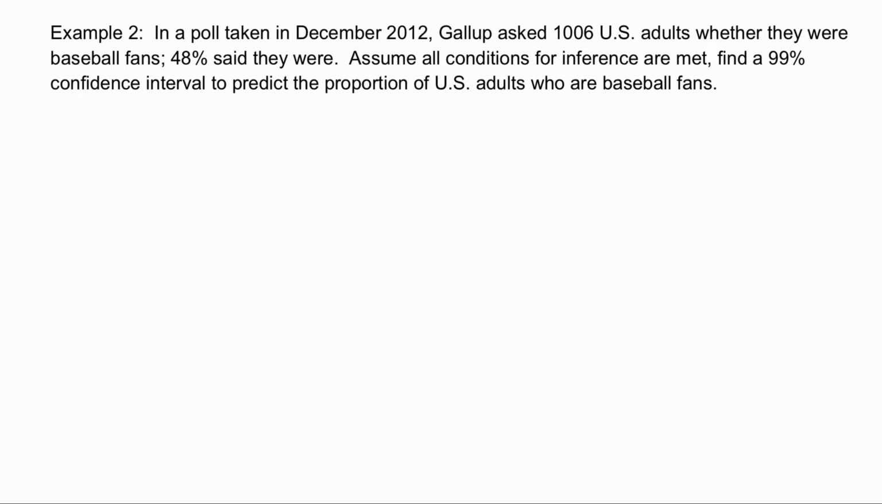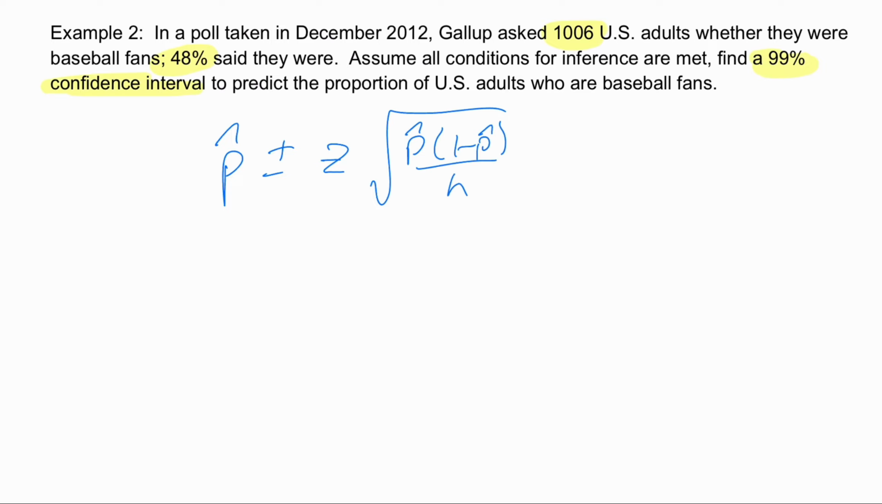So we have a few numbers here. We have our sample size, which is 1,006. We have our p hat, which is the proportion we get from our sample, as 48% or 0.48, and we have a 99% confidence interval that we want to write. So we know this is going to be p hat plus or minus the z-score times the square root of p hat times 1 minus p hat over the sample size.